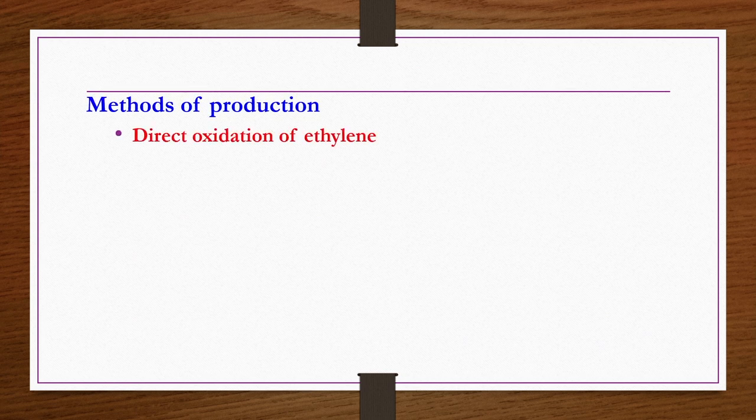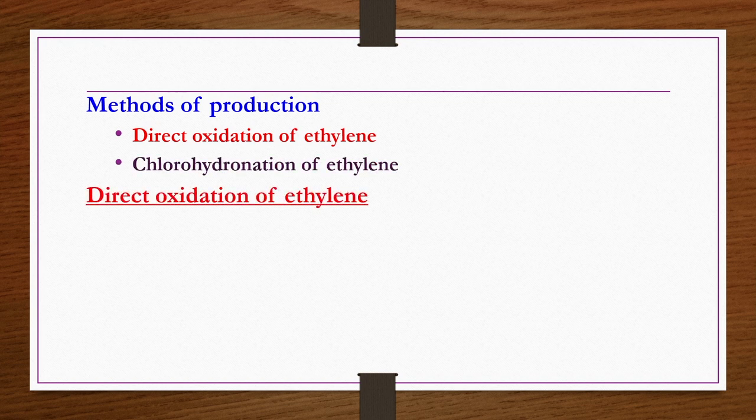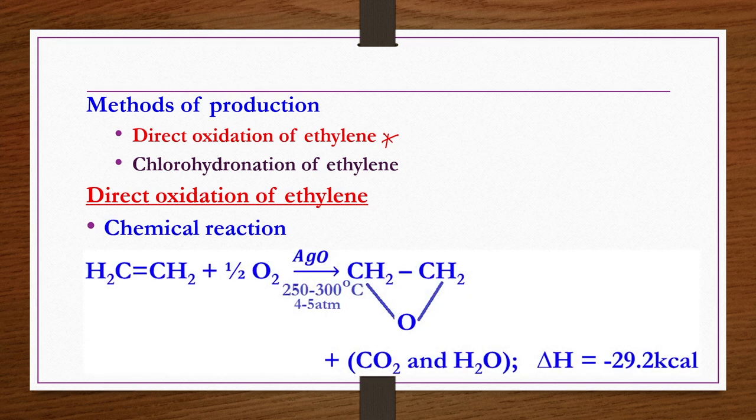Methods of production: direct oxidation of ethylene to get ethylene oxide, and chlorohydrination of ethylene. Two processes are there, but we select direct oxidation of ethylene. Chemical reaction: you take ethylene and do the oxidation in the presence of silver oxide at 250 to 300 degrees centigrade and 4 to 5 atmosphere. Then you get the product ethylene oxide, along with byproducts or impurities like CO2 and water vapor. Okay, it is an exothermic reaction.